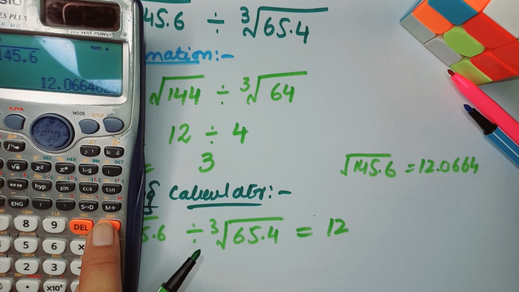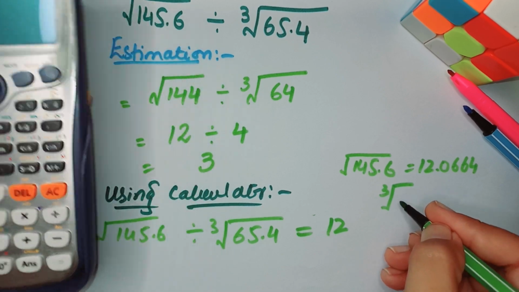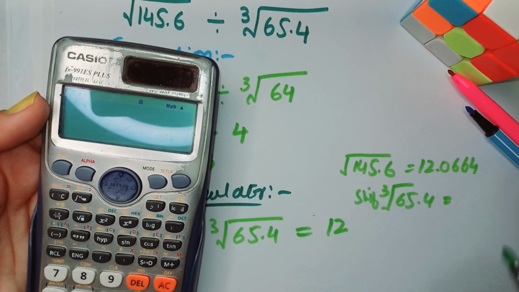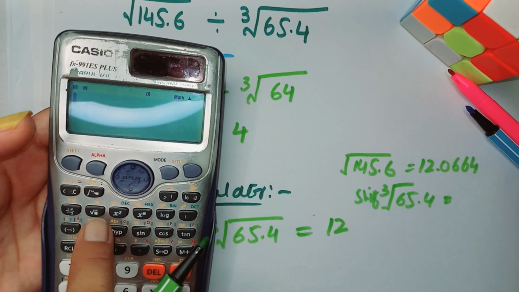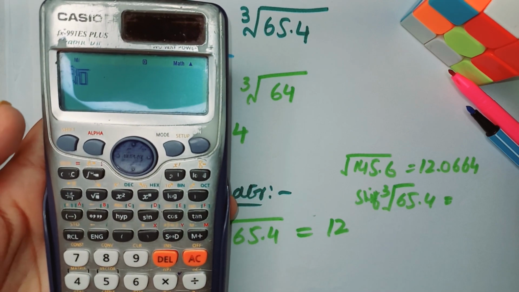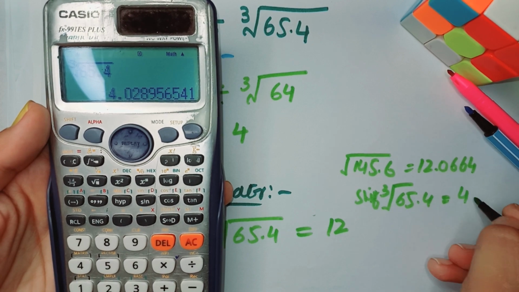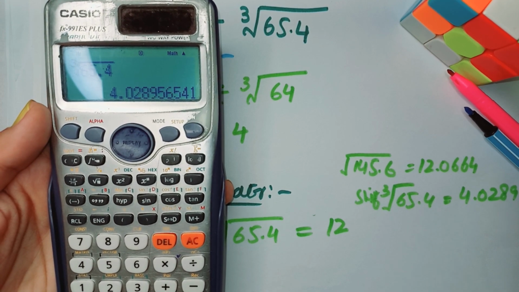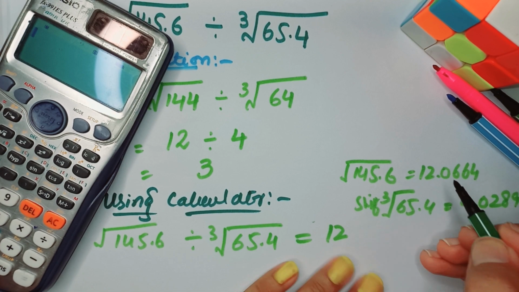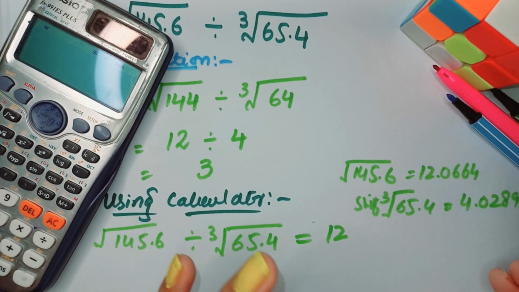Now the cube root. For the cube root, dear students, you have this one button, and you have to press shift to get it. So shift and square root, and you will get the cube root. We get 4.0289, like this. So dear students, now you have this one for the square root of 145.6 and this one for the cube root of 65.4.